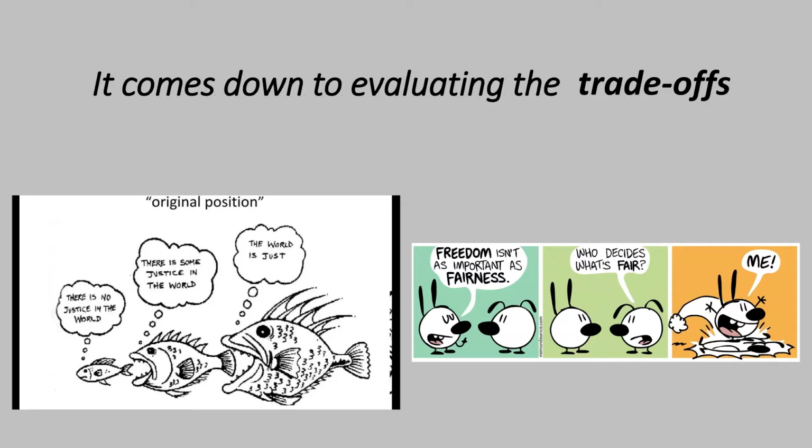And you think about that, and it has an insightful and intuitive meaning to when we think about what's happening in our country and in the world, right? And it also has to do with the original position. If you look at the fish here, the little fish says there is no justice in the world. The bigger guy says there is some justice in the world, right? The bigger fish. And then the biggest of them all says the world is just.